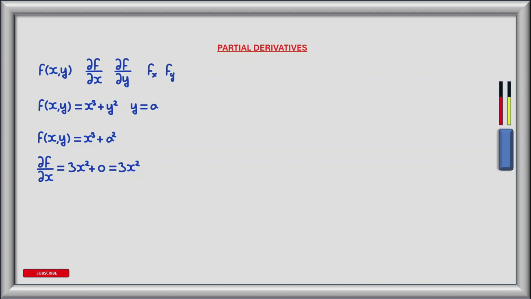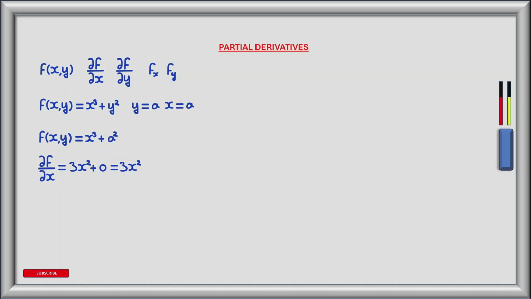And so to evaluate the partial derivative of f with respect to x, that's df by dx, we take the derivative of x cubed with respect to x, and using the power rule, that equates to 3x squared. And then we take the derivative of the constant a squared with respect to x. And as it's a constant, it evaluates to 0. So we find that our partial derivative of f with respect to x equates to 3x squared.